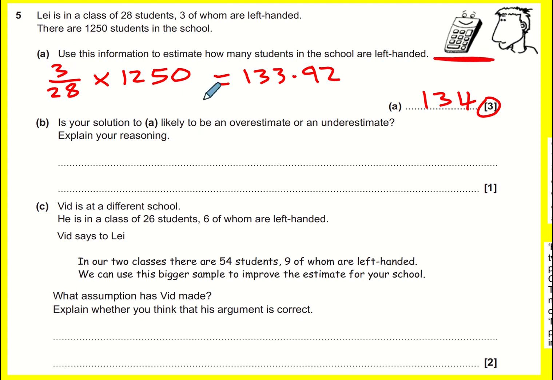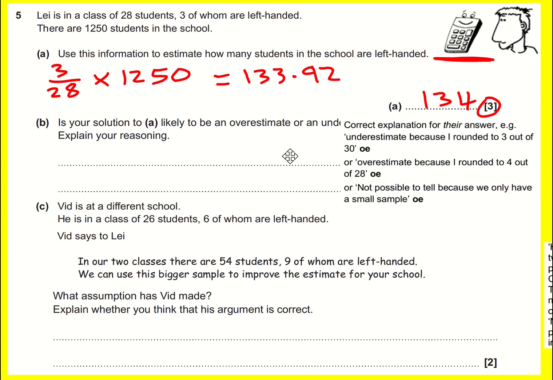All right, part B. Is this likely to be an overestimate or an underestimate? Explain your reasoning. I found this quite a tricky question actually, because I thought, how do we know? And actually, it just wants you to think about it. And there's a few accepted answers I'm going to talk about.